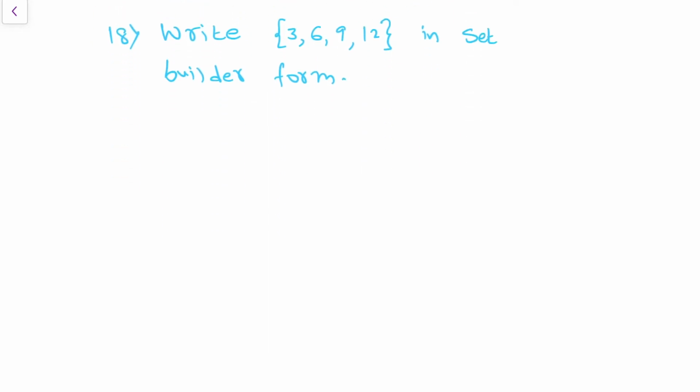Next question. Write 3, 6, 9, 12 in set builder form. Set builder form means that for the given elements in the set, there is some property, logic or formula. That particular pattern or formula we need to write here. Now observe all the elements given in the question: 3, 6, 9, 12. Easily we can say those are the 3 table. 3 1s are 3, 3 2s are 6, 3 3s are 9, 3 4s are 12.